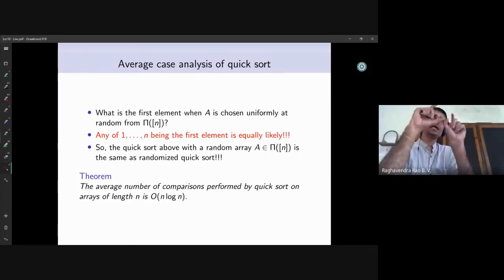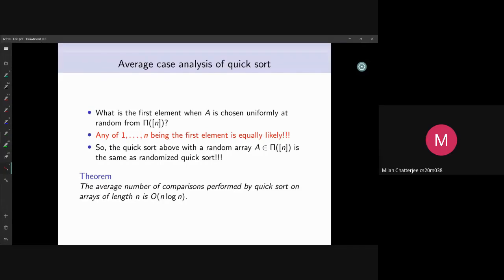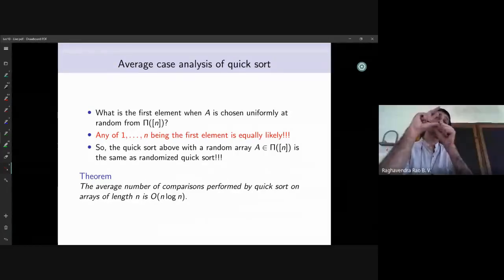When I say the array is fixed, you can imagine the array is given by the adversary. So the worst possible array is given to you. That is randomized. And in the case of deterministic quicksort, for average case analysis, the array is permuted, whereas the position of the pivot is fixed, the first element in the array.